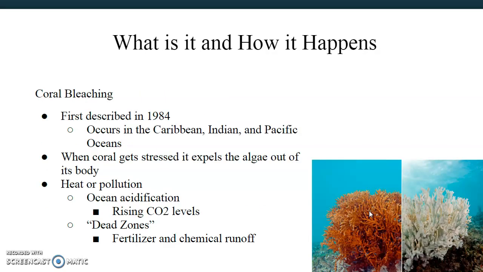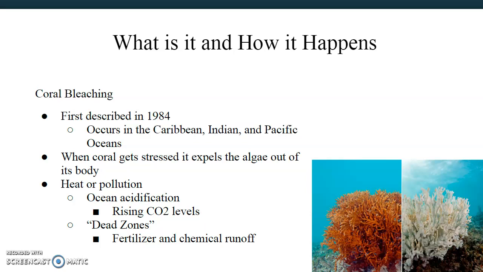So what is coral bleaching and why is it happening? Well, coral bleaching was first described in 1984. It was found in the Caribbean, Indian, and Pacific Oceans. So what happens? I actually have some pictures down here. This picture on the left is of healthy coral, and over here on the right is of bleached coral. Whenever this coral gets really stressed out, it'll expel all the algae out from its body. And this can be caused in a wide variety of ways. Heat and pollution are the main things.